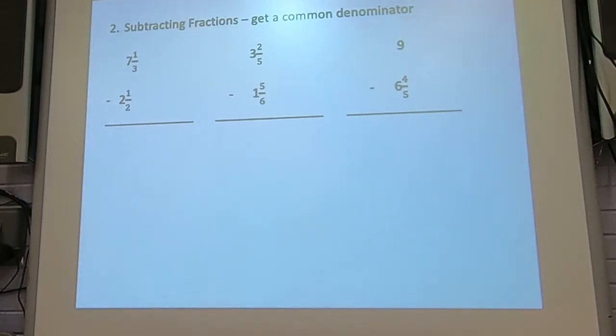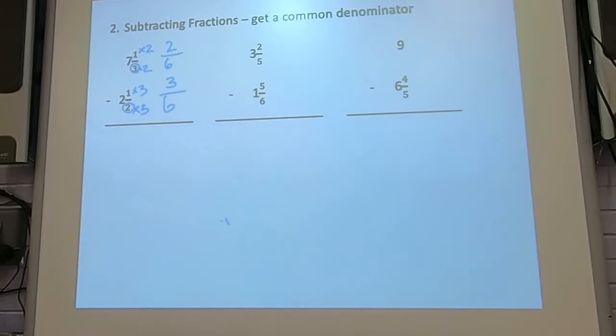Okay, the same basic thing. You need a common denominator. So my numerators are 3 and 2, so that's an easy one. The denominator is 6. 3 times what is 6? 2. 1 times 2 is 2. 2 times what is 6? 3. 1 times 3 is 3.